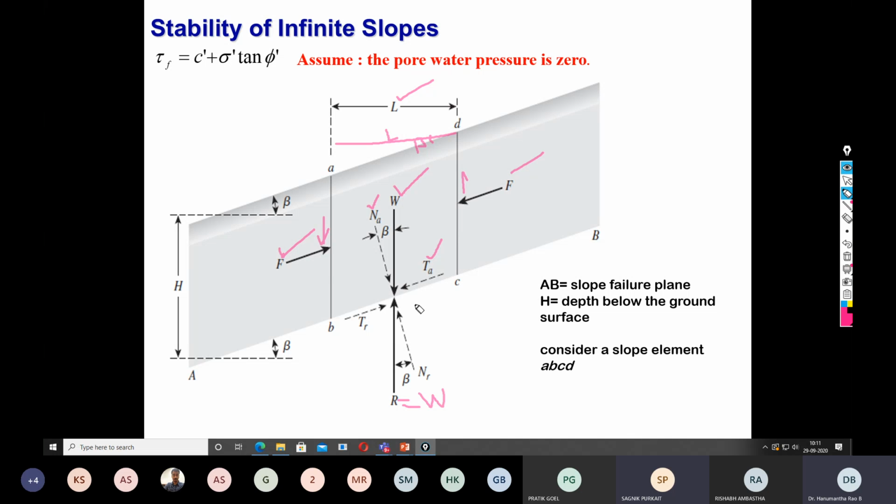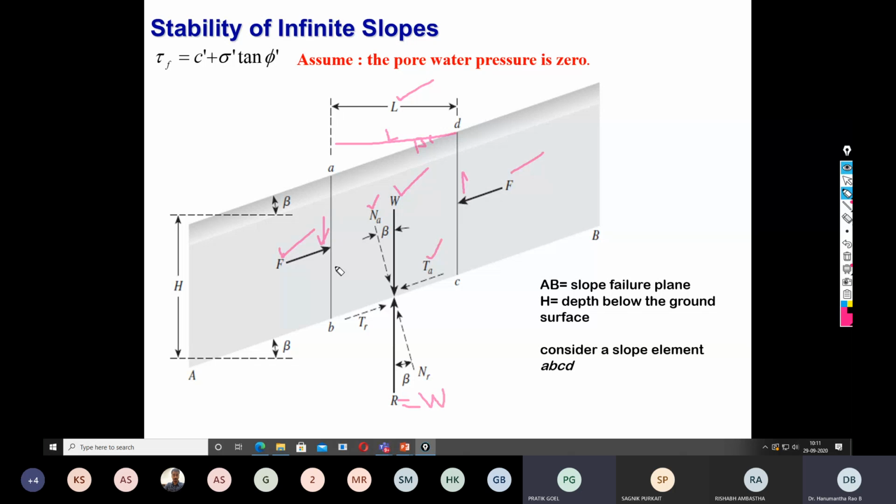Okay. So is it clear to everyone now? So TR is nothing but the shear strength and the TA is nothing but the shear stress. Now if I know W, how do you determine the W? Sir, gamma into volume.